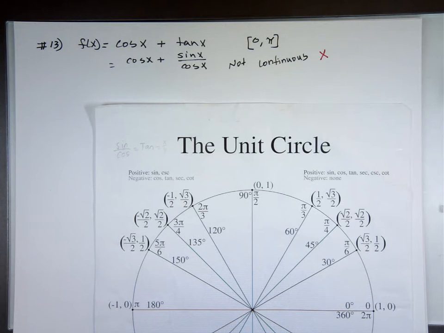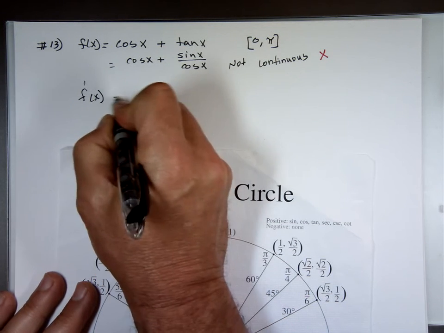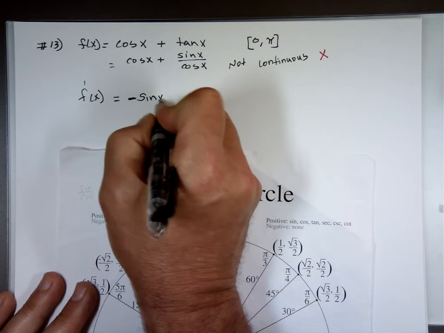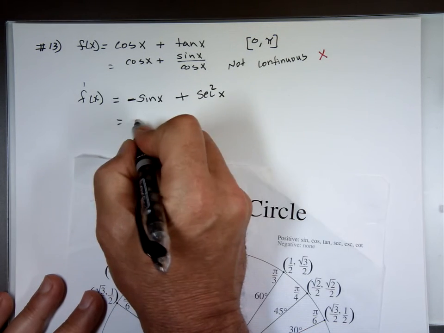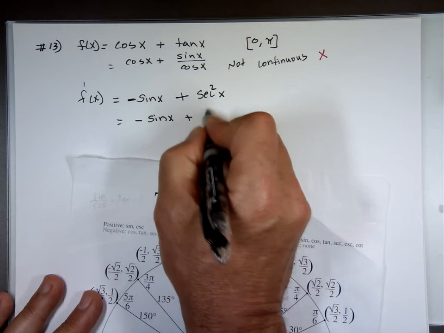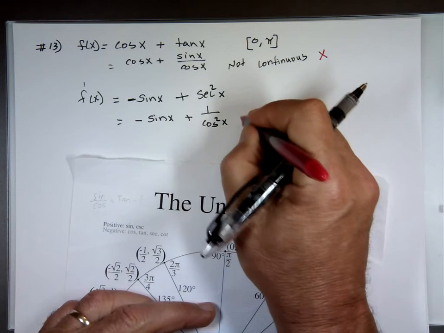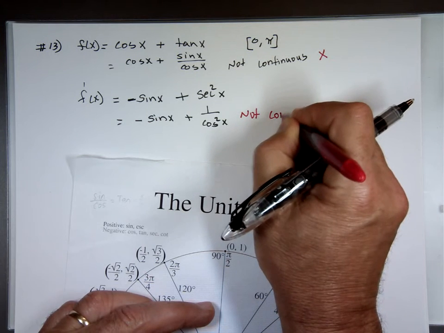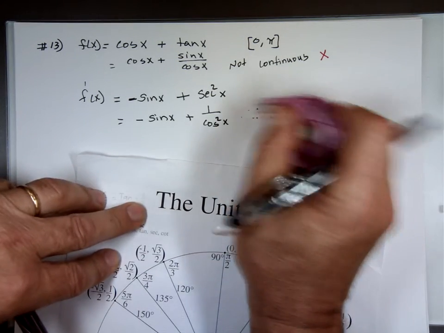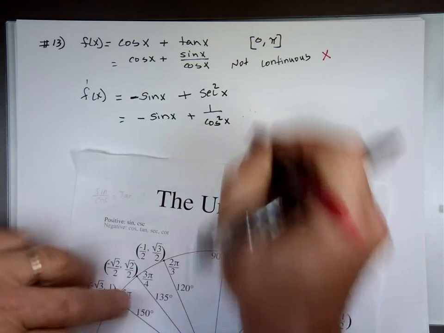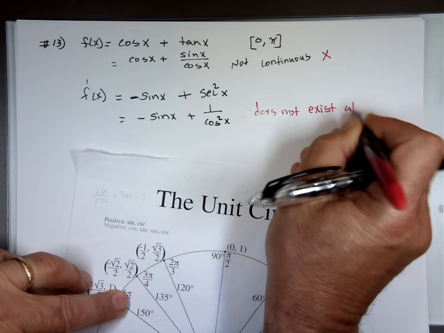If you want to take the derivative, you'll see the derivative fails too. Derivative of cosine is negative sine of x. The derivative of tangent is secant squared x. Secant is 1 over cosine. Cosine is not continuous at 0. Or rather, the derivative does not exist at pi over 2. Fail that test.